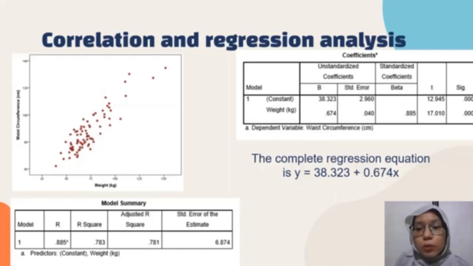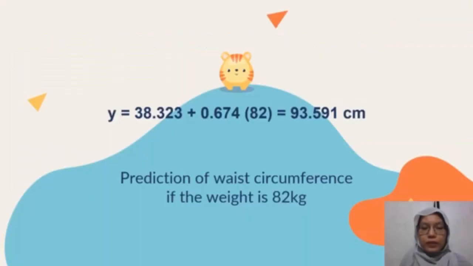The complete regression equation is y equals 38.323 plus 0.674x. The coefficient of determination is 0.783, which is the R square in the model summary table, equal to 78.3%. The 78.3% of total variation in waist circumference of a person can be explained by weight using the regression equation. Next, the prediction of waist circumference if the weight is 82 kg.